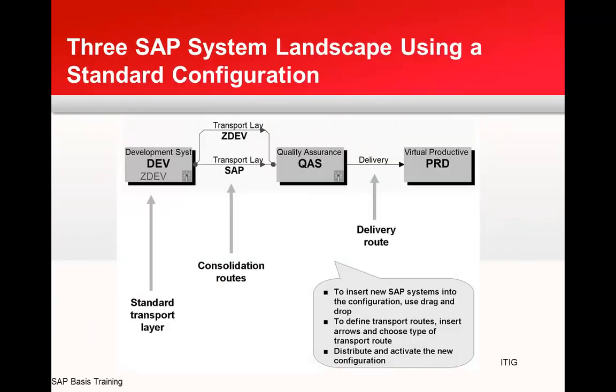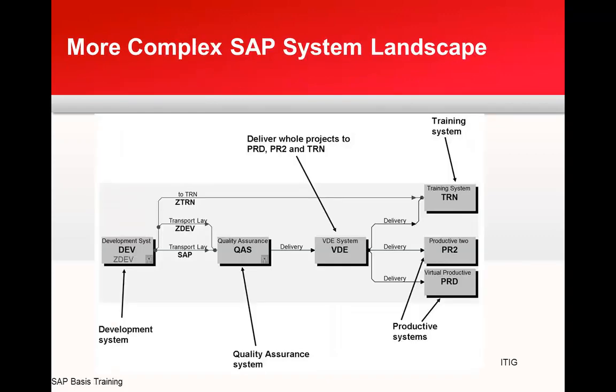Now here you can see the three-system landscape using a standard configuration. So this is your standard transport layer, ZDEV. You have your consolidation route. And this is another delivery route from QA to production. So this is making it more complex, same thing.